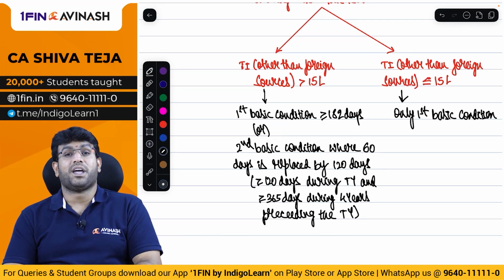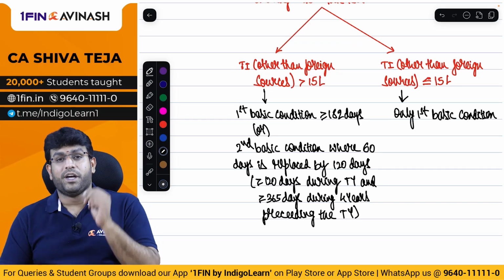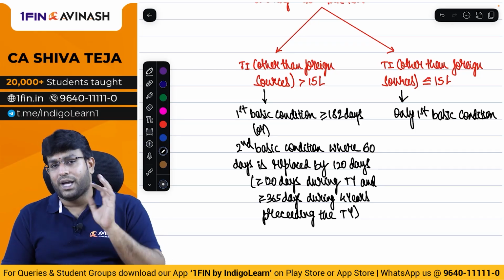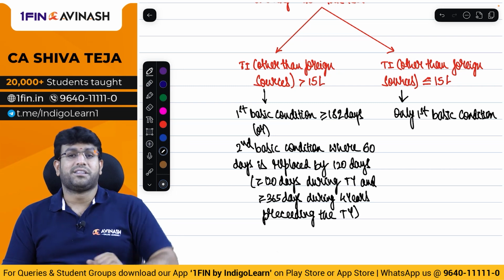And what are the basic conditions? He must be in India for a period of 182 days or more during the tax year. And the second basic condition is: he must be in India for a period of 60 days or more during the tax year and 365 days or more during the 4 years preceding the tax year.